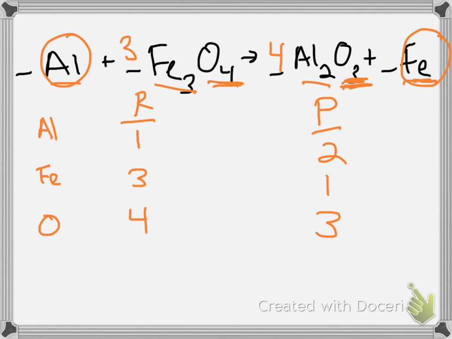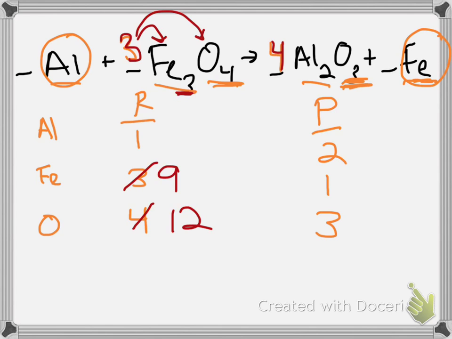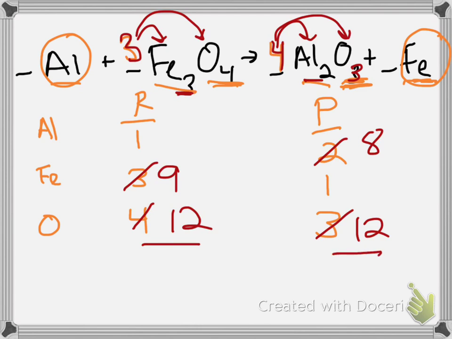So now, after putting my 3 and my 4 down, this affects the iron and the oxygen. So now I have 3 times 3, so that's 9 iron, and 3 times 4, so that's 12 oxygen. And on my product side, I now have this 4 affects the aluminum and it affects the oxygen. So I now have 4 times 2 for the aluminum, so that's 8. And my oxygen, this is a 3 down here, is 4 times 3, so my oxygen is 12. So notice I have 12 oxygen on my reactant side, 12 on my product side, so that is balanced now.